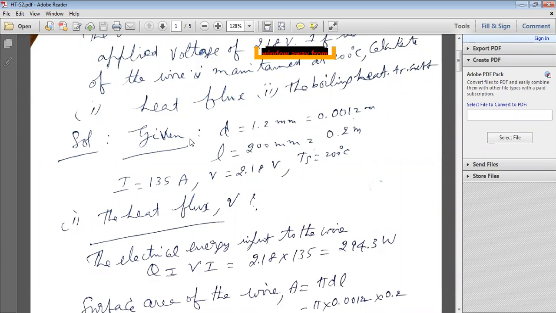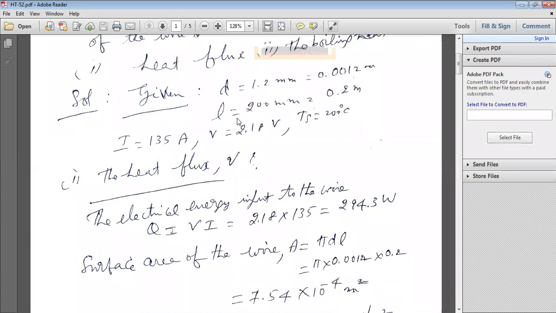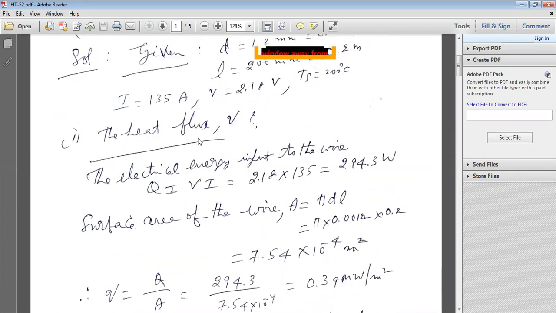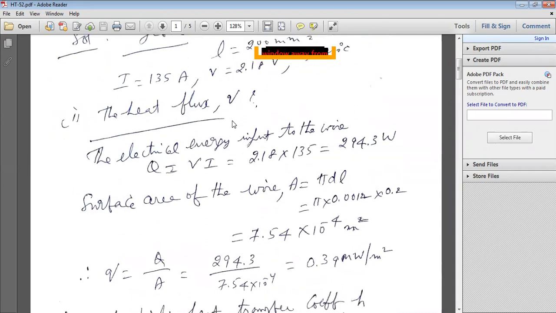How are we going to calculate them? So we'll discuss now. Given data: diameter of the wire 1.2 mm, that is 0.0012 meters. Length of the wire 200 mm, that is 0.2 meters. Current 135 amperes, voltage 2.18 volts, surface temperature of the wire 200 degrees centigrade. How do you calculate the heat flux? Small q is equal to heat transfer rate divided by area. For that, first you have to calculate the heat transfer rate Q. How do you find it in this example? Because the voltage and the current are given.